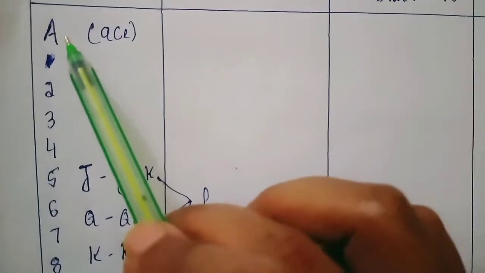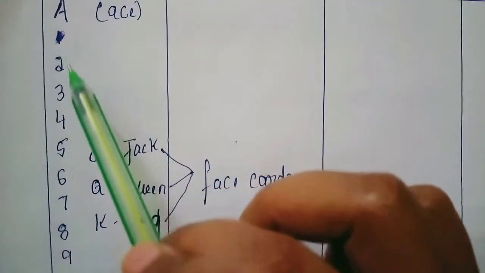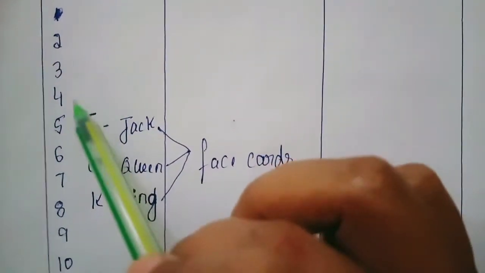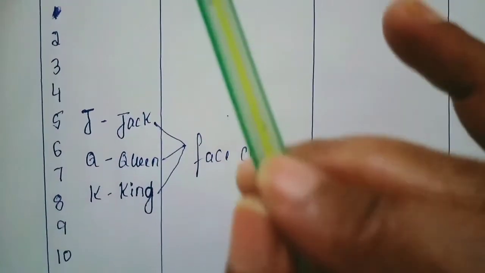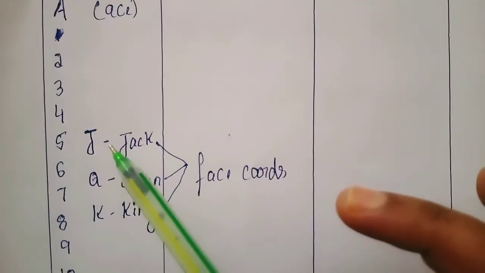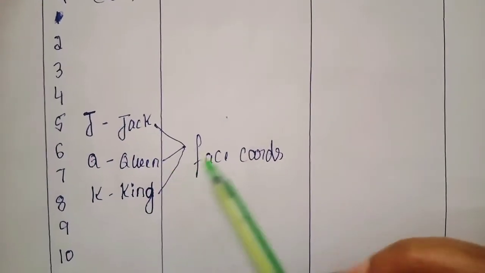So the first card is ace. The number cards start from 2, 3, 4, 5, 6, 7, 8, 9, 10. And the card 1 will not be there. And the next 3 cards are face cards. We call them face cards.